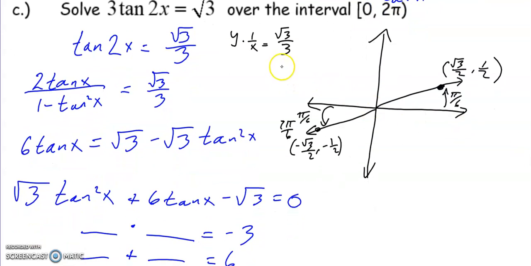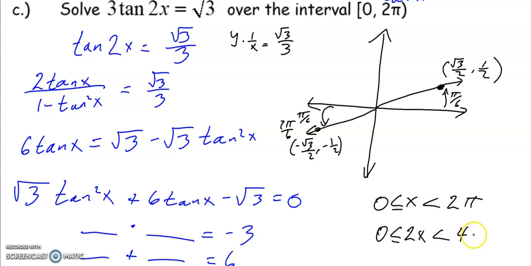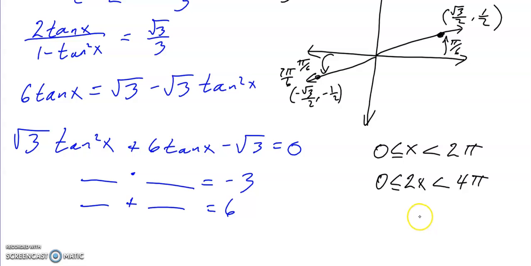Okay, now here's where we need to watch out. This is not theta or x. This is twice that. What they're saying is x needs to be on the interval between 0 and 2 pi, except we're not dealing with x. We're dealing with 2x. That means we're going to go double. We have to double every value. So we're going to go all the way around to 4 pi.